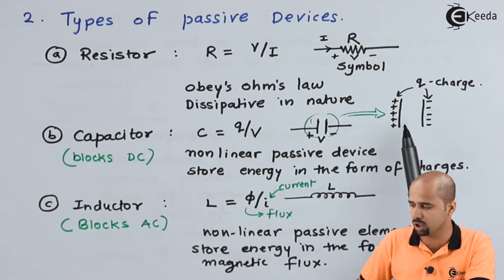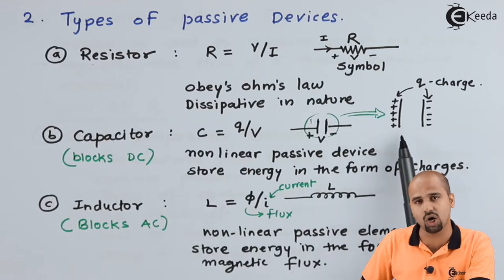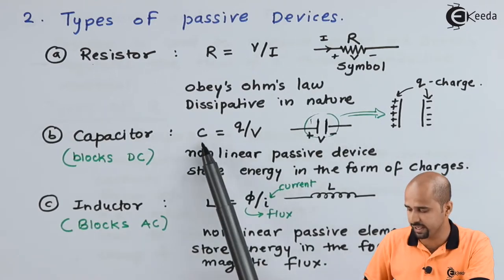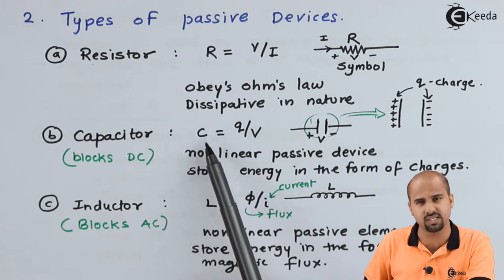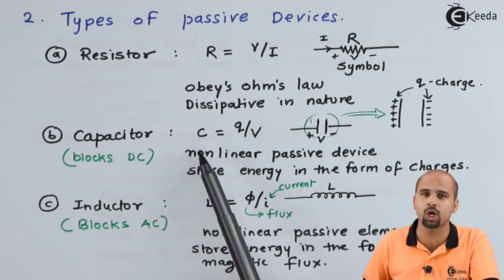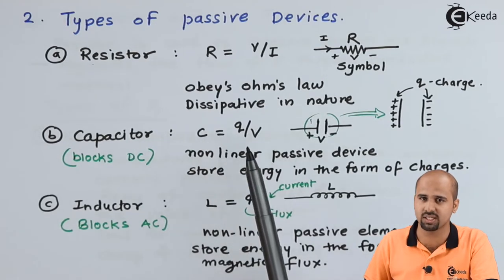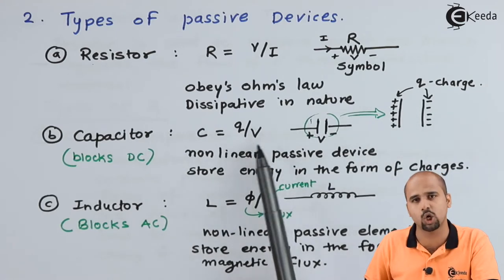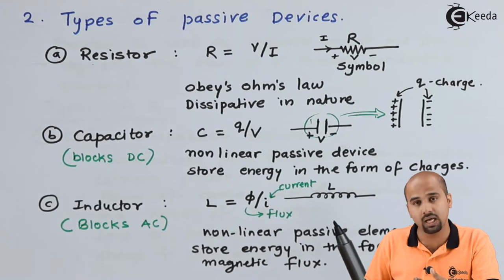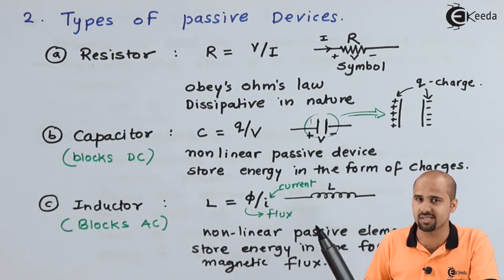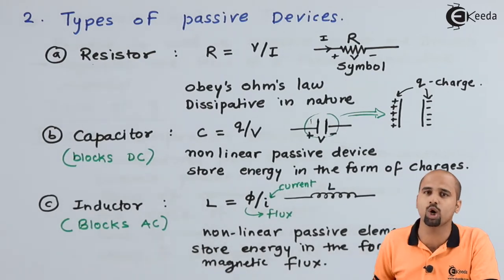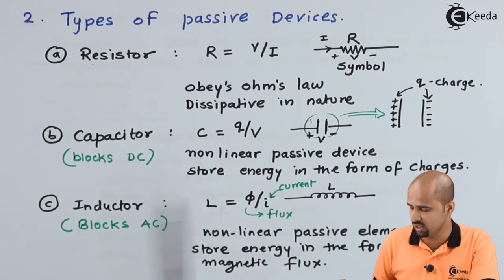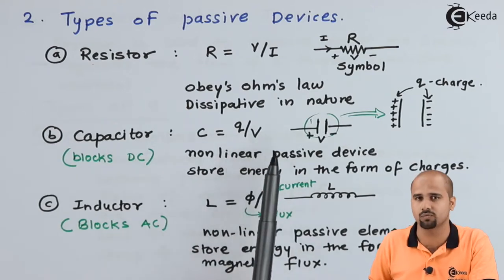So depending on the number of charges and the voltage across the parallel plates, we get the capacitance. Capacitance is nothing but the capacity to hold charges, such that we get a potential difference, that is V, across these two parallel plates. Now, unlike resistance, this capacitance is a non-linear device. It shows non-linear characteristics between charge and voltage.